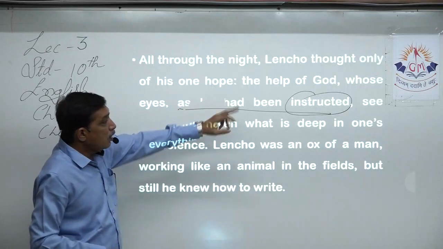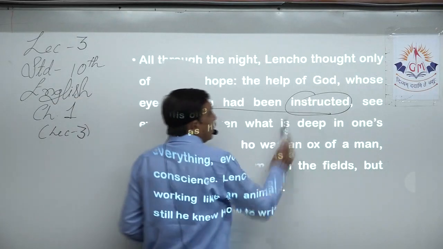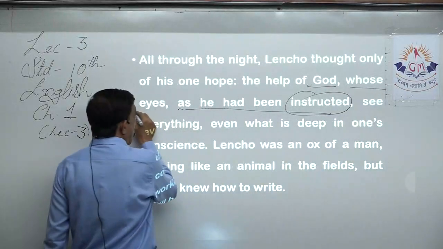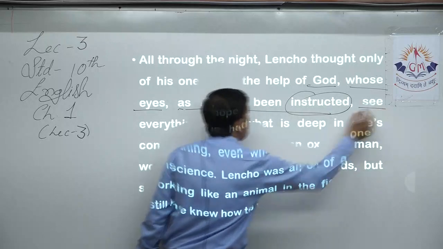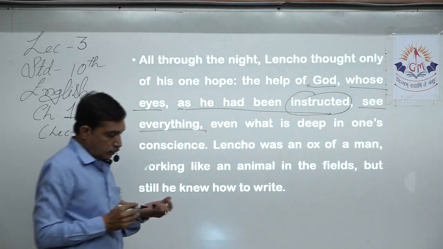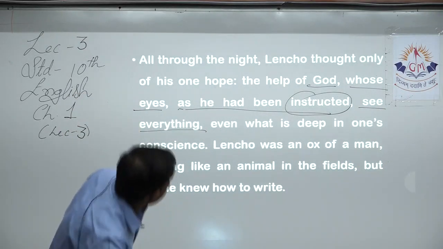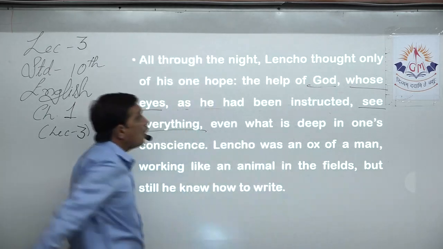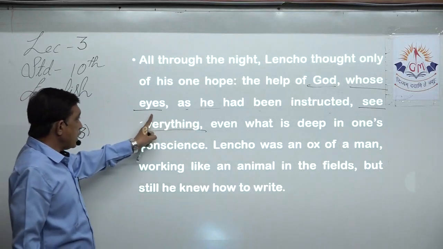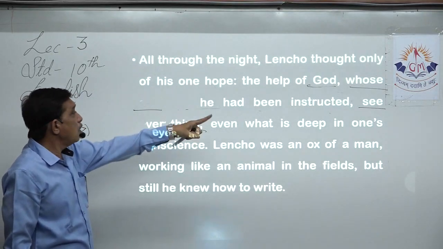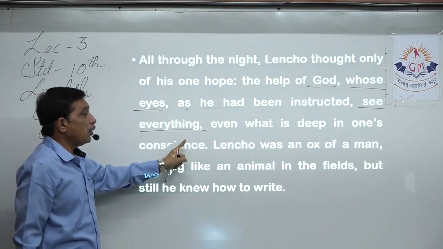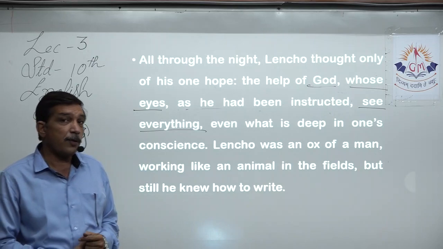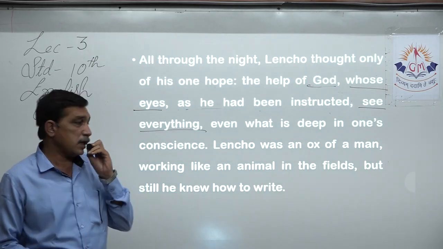What he has been told: God, whose eyes see everything. Now, see the sentence, how it is formed? God, comma, whose eyes, comma, see everything. Right? Beautifully written and beautifully framed. This part of the sentence.